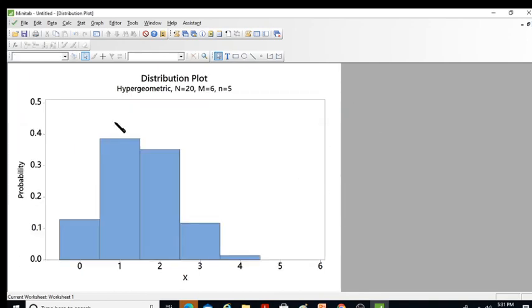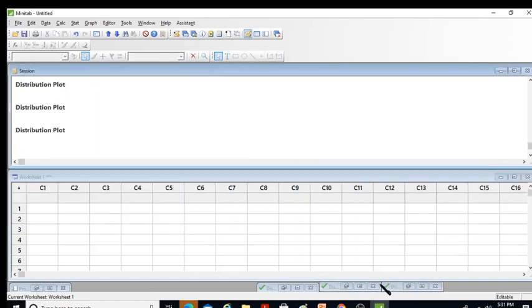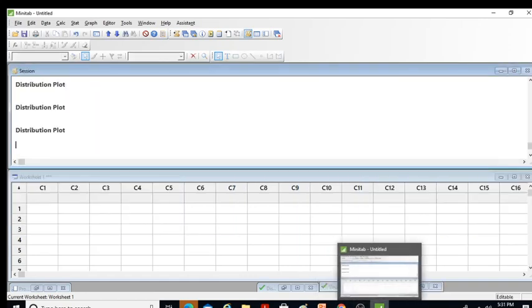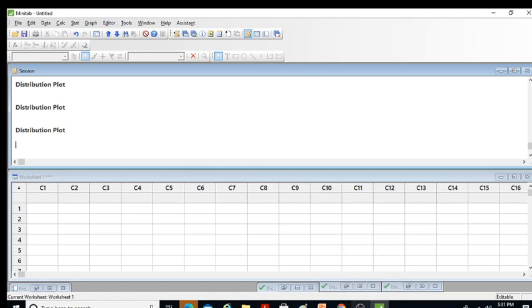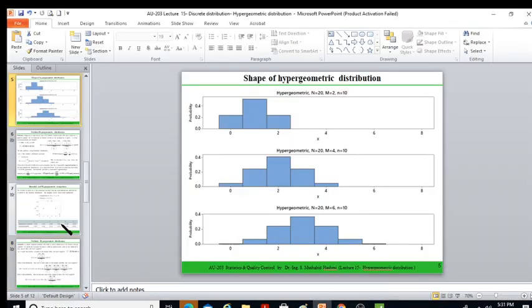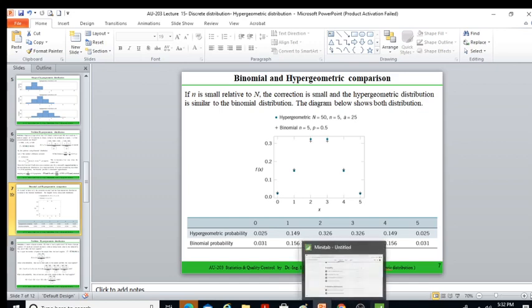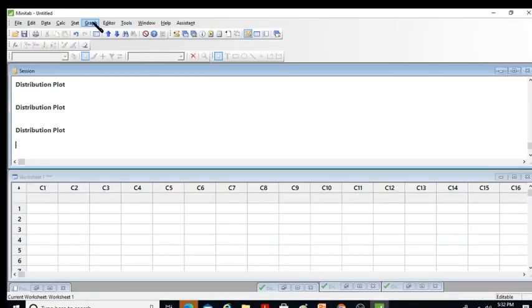Okay, I'm not going to save that and am just minimizing all these. What else can I do? For example, if we have a situation like this in your lecture, say a comparison. We have a comparison of the hypergeometric distribution and the binomial distribution. This we can do quite easily in Minitab.